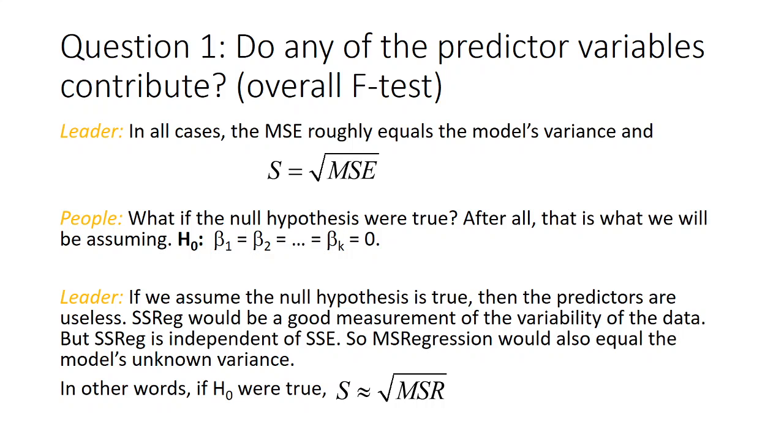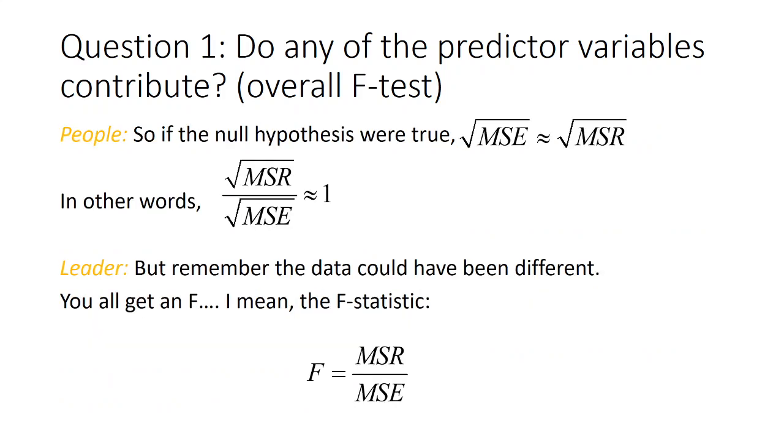But regardless, sum of squares regression is independent of sum of squares error. So the MSR would also equal the model's unknown variance. In other words, if the null hypothesis is true, that the predictors have no value whatsoever, none of them, then S would be equal to the square root of MSR. So then they might respond, if the null hypothesis is true, then they're approximately equal. In other words, if we take the ratio, it should be approximately 1.